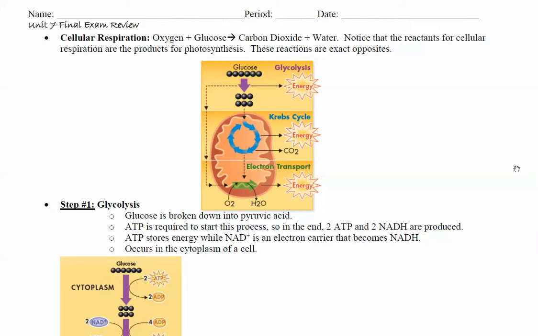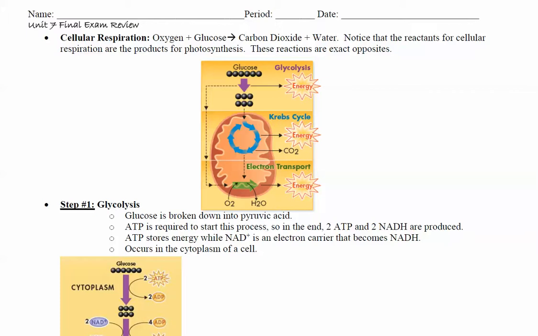In this video, I'm going to explain the process of cellular respiration. The first thing you should recognize is that the reactants of cellular respiration, oxygen and glucose, are actually the products of photosynthesis. And the products of cellular respiration, carbon dioxide and water, are the reactants of photosynthesis. So these two reactions are exact opposites of each other.